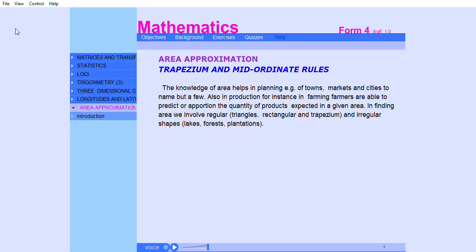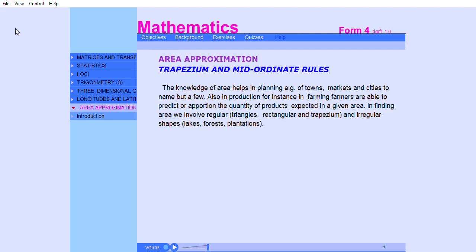Area approximation, trapezium and mid-ordinate rules. Introduction. The knowledge of area helps in planning, for example, towns, markets, cities, etc.